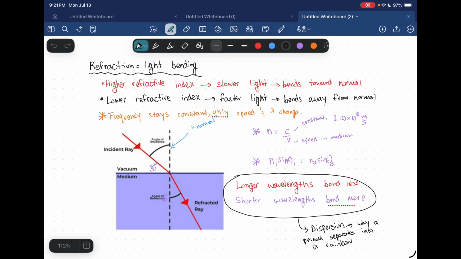This relationship becomes obvious when we look at the equation N equals C over V, which I have in magenta. N is the index of refraction, C is the speed of light in a vacuum, which is 3.00 times 10 to the 8th meters per second, and V is the speed of light within the material. Since N and V are inversely related, a larger refractive index means light travels more slowly through that medium.